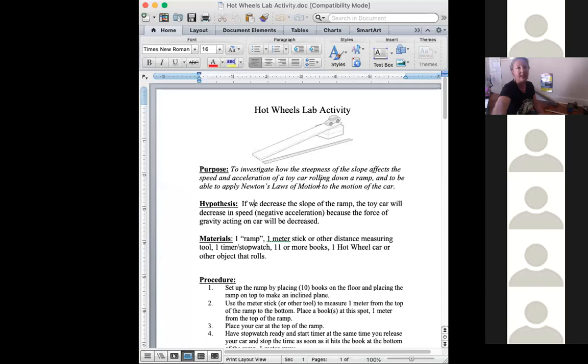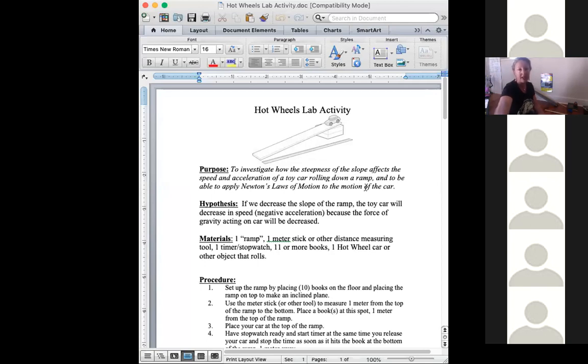So looking at our document here, our purpose is to investigate how the steepness of the slope affects the speed and acceleration of a toy car rolling down a ramp, and to be able to apply Newton's laws of motion to the motion of the car. So the hypothesis I've already set for us is that if we decrease the slope of the ramp, the toy car will decrease in speed, which is negative acceleration, slowing down, because the force of gravity acting on the car will be decreased.